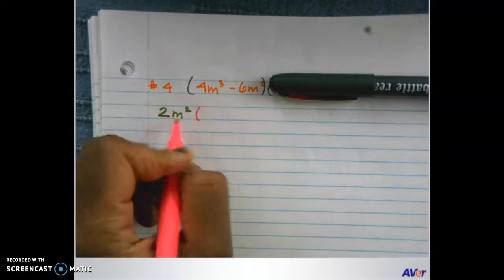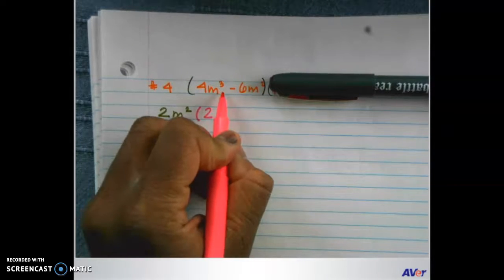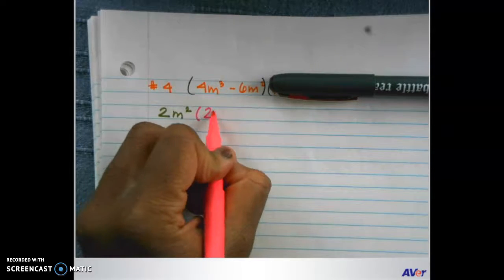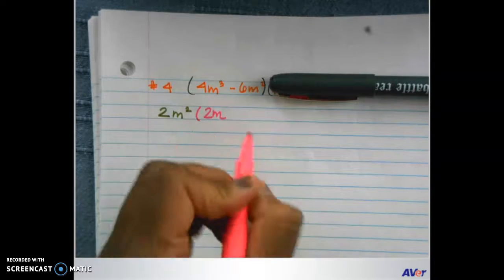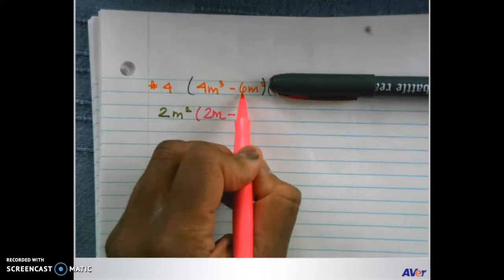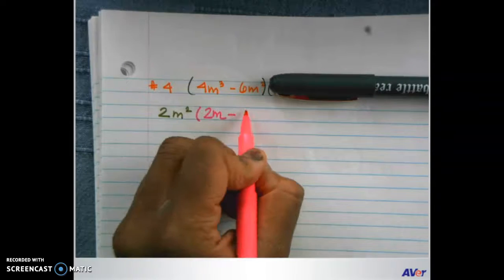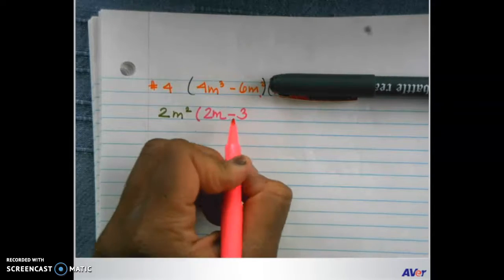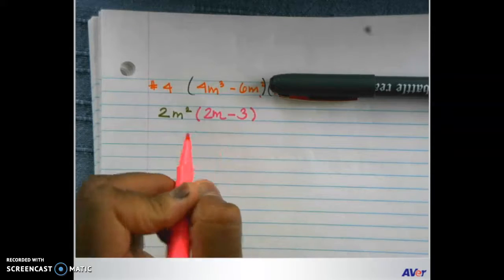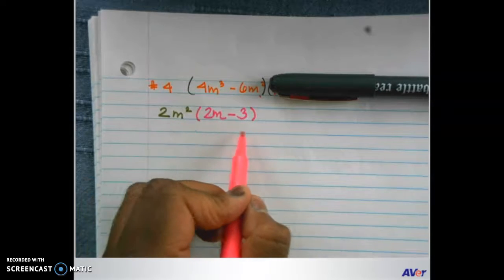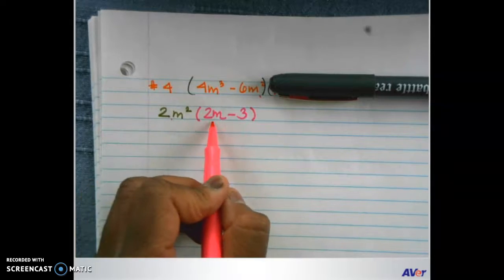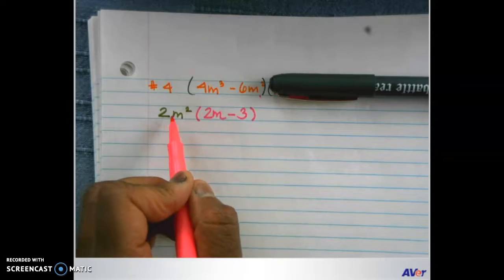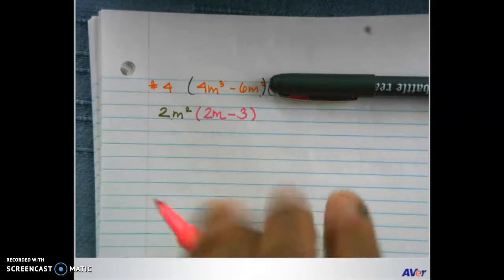4 divided by 2 is 2. I had m cubed. Initially, I took 2 of them out. I have just 1 m left. Minus 6 divided by 2 is 3. And this had m squared. I took all the m's out, so it's just 3. And I can kind of check myself by multiplying it back. 2m squared times 2m, boom. 2m squared minus 3, boom.